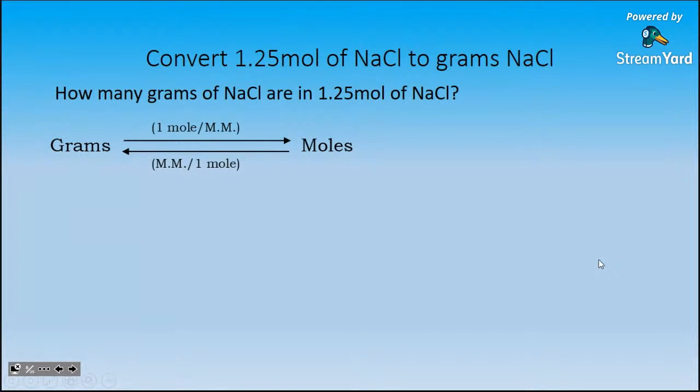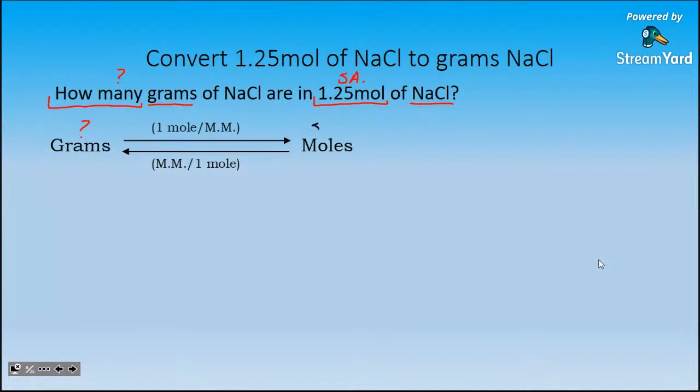1.25 moles of NaCl to grams of NaCl. Again, as always, we're going to diagram that sentence. How many is the question, refers to grams, of NaCl are in 1.25 moles of NaCl. So the 1.25 is my starting amount. If you would like to work this one on your own, feel free to pause the video, work it out, and then unpause and verify your work.